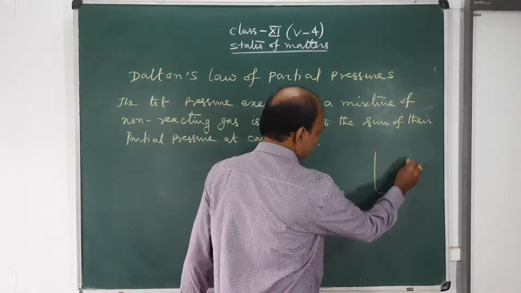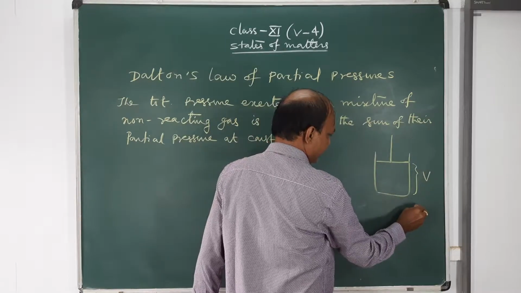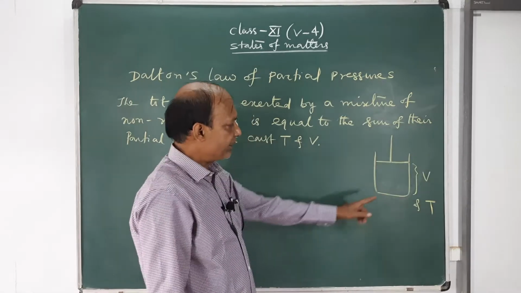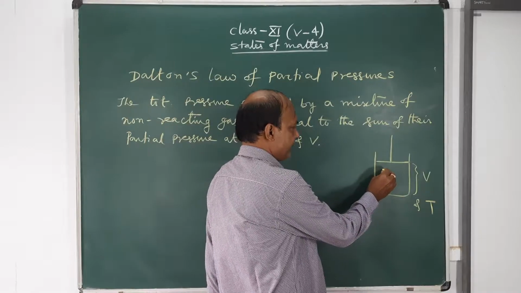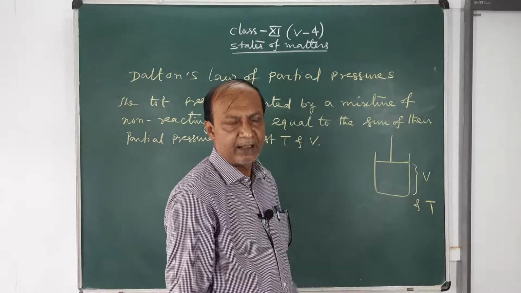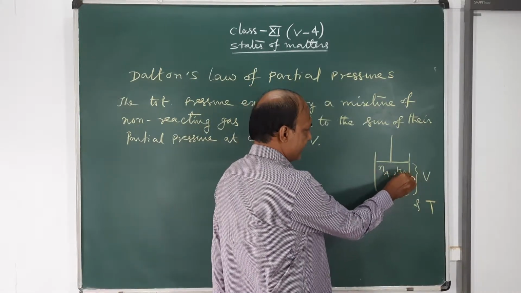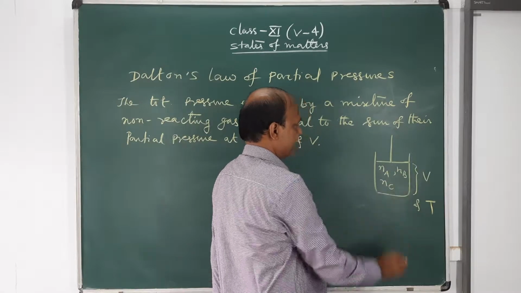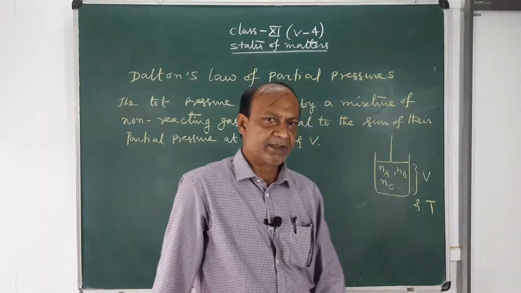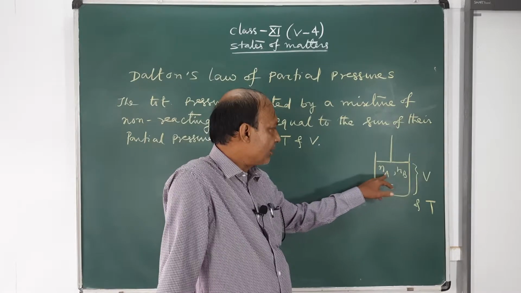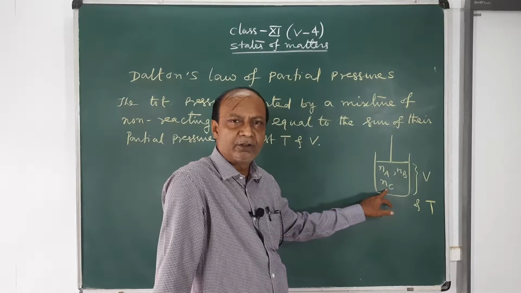Suppose there is a mixture of three gases in a cylinder. The volume is V and the temperature is T. There are three gases, A, B and C. The number of moles of A is Na, of B is Nb, and of C is Nc. It can be two gases, or it can be more than two gases.